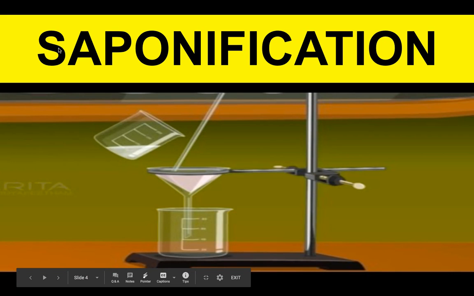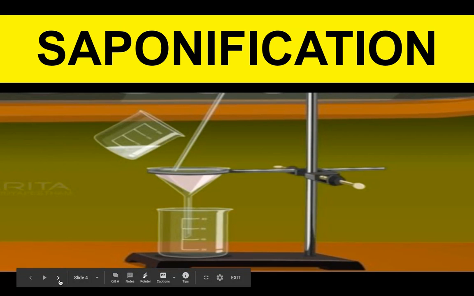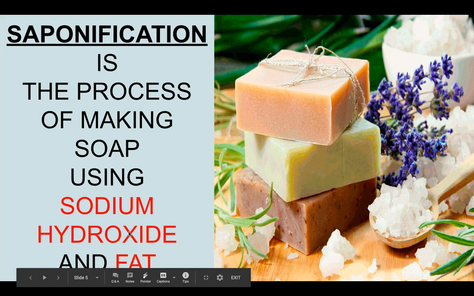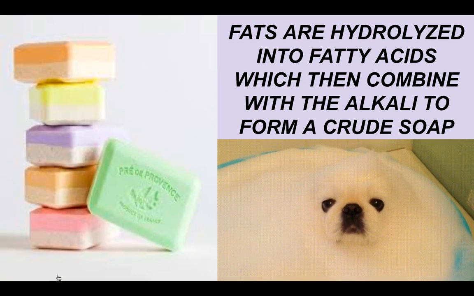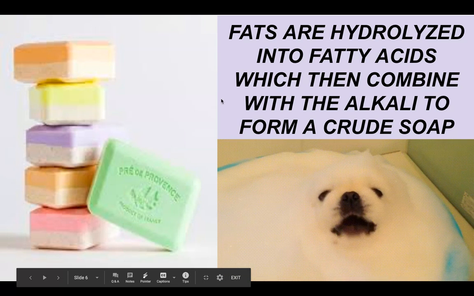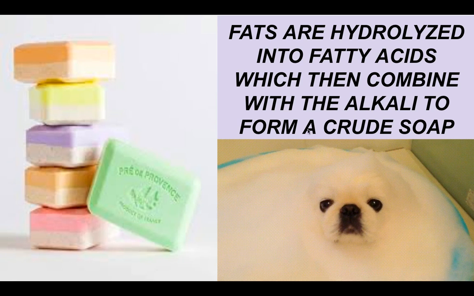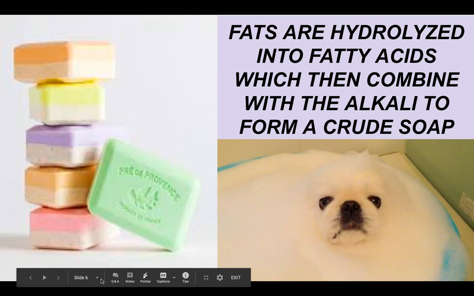But again, the process of making soap is that wonderful big word you see at the top, which is called saponification. Saponification is the process of making soap using sodium hydroxide. Again, that's lye, and any type of fatty substance. The two of those together will form that chemical reaction and give you what we know as soap. Fats are hydrolyzed into fatty acids, which then combine with the alkali to form a crude soap. And crude soap, again, is just the soap that we're used to seeing.